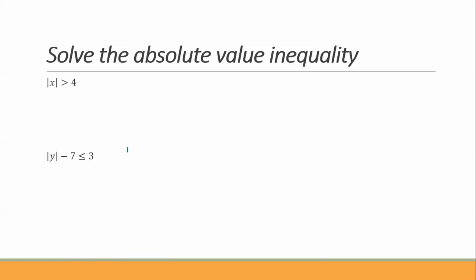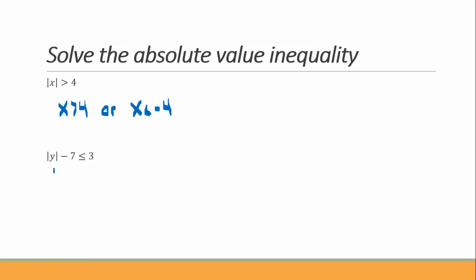Same thing happens with absolute value inequalities. We want the absolute value of x bigger than 4. So the distance from 0 is bigger than 4. So we have x is bigger than 4, or x is less than -4. So what you want to do is write it exactly like it is without the absolute value sign, and then we want the negative also, and we flip the inequality.